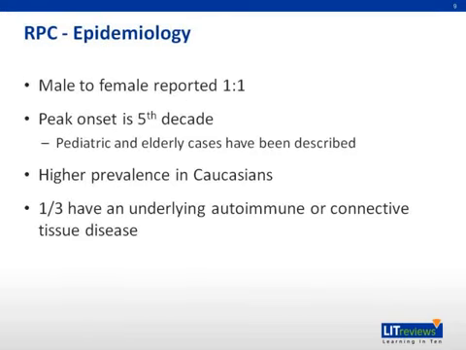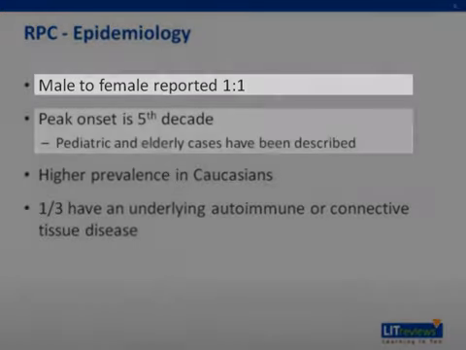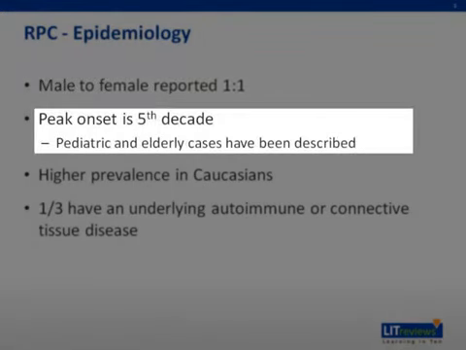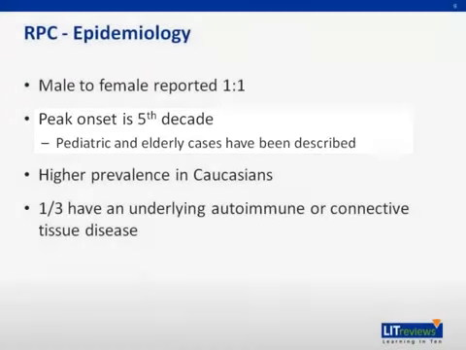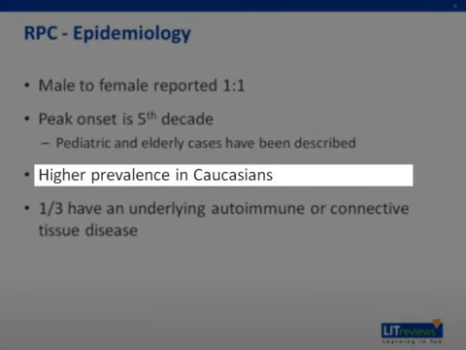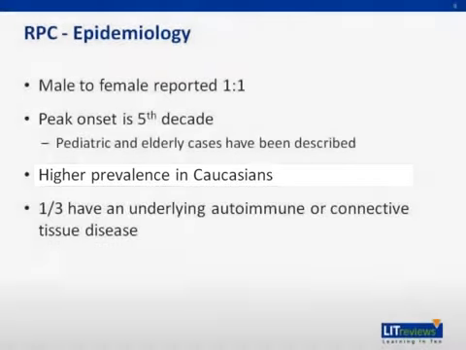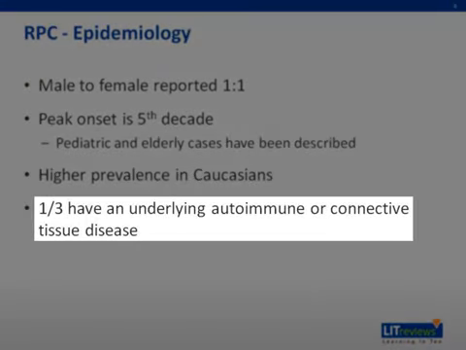There is little data available describing the epidemiology of relapsing polychondritis. Males and females are affected equally, with the peak onset in the 5th decade, although both children and the elderly have been described in the literature. In terms of race, there is a higher prevalence in Caucasians. Of note, about 1/3 of patients with relapsing polychondritis have an underlying autoimmune or connective tissue disease.